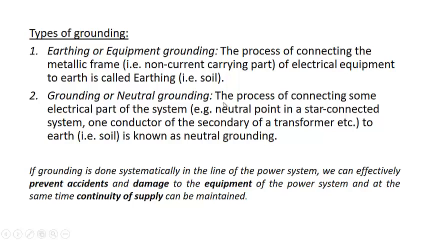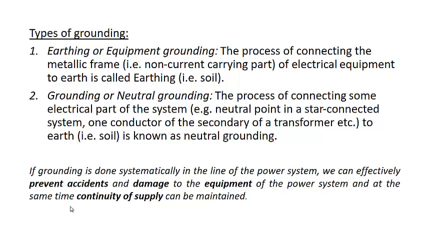The second one is grounding or neutral grounding. This process involves connecting some electrical part of the system, for example the neutral point in a star connected system, or one conductor or the secondary of the transformer, to the earth or soil. This type of grounding is known as neutral grounding. So that is how they have been differentiated. One more thing to keep in mind: if grounding is done systematically in the power system, we can effectively prevent accidents and damage to the equipment or the power system, and at the same time maintain the continuity of supply to the consumers.